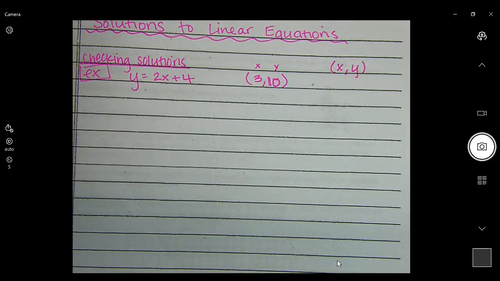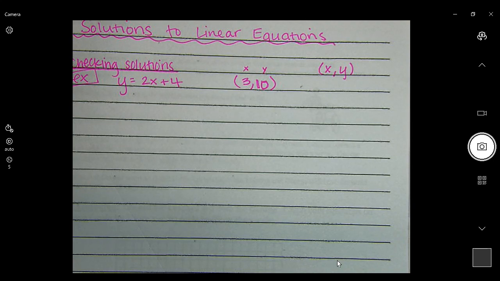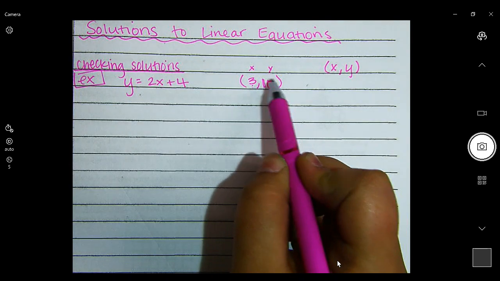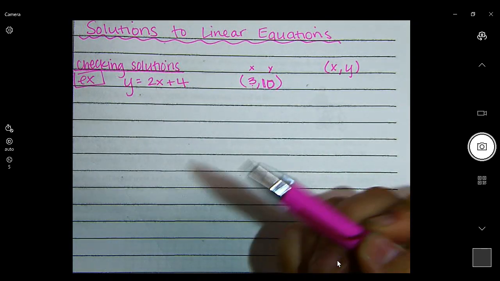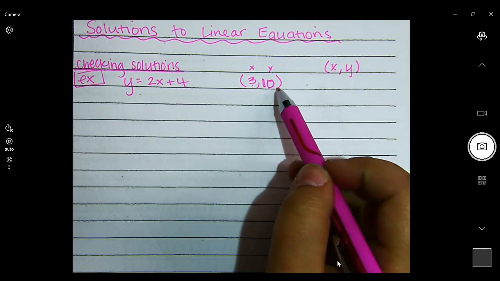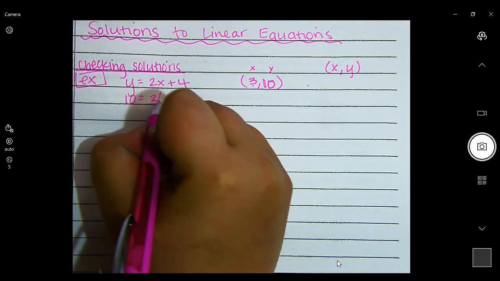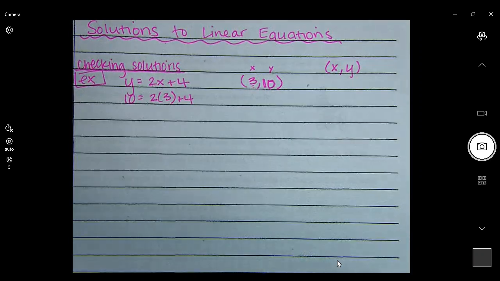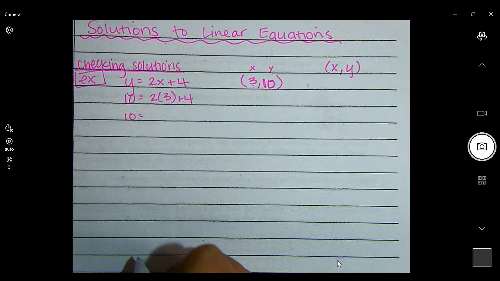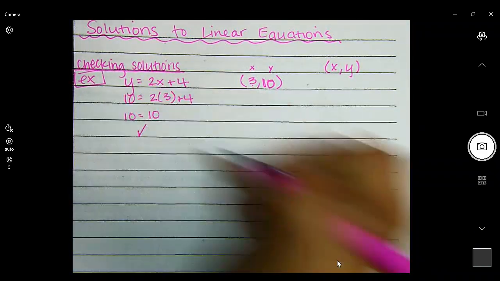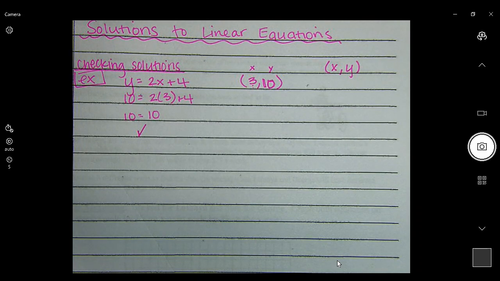So I'm going to substitute this 3 for the x and this 10 for the y and see if I get a true statement. Okay, so I have 10 equals 2 times 3 plus 4. Okay, so 10 equals 2 times 3 is 6 plus 4 makes 10. So that solution is correct. Okay, the solution of (3, 10) is correct.